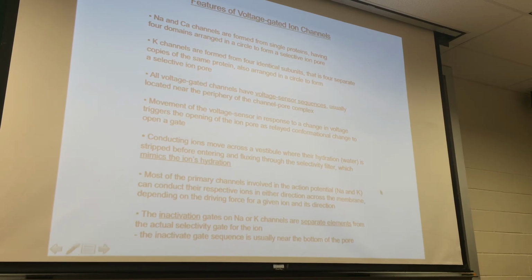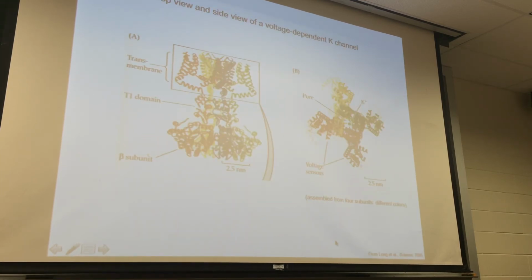So really, the reason why the ions go in the direction they go is because of the gradient and where the voltage is. And the inactivation gates are separate elements. So we'll go through this pretty quickly. So this is again a picture of a particular type of potassium channel.